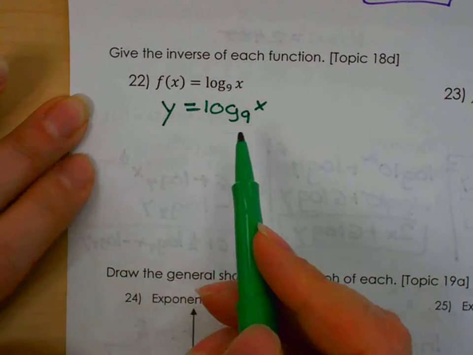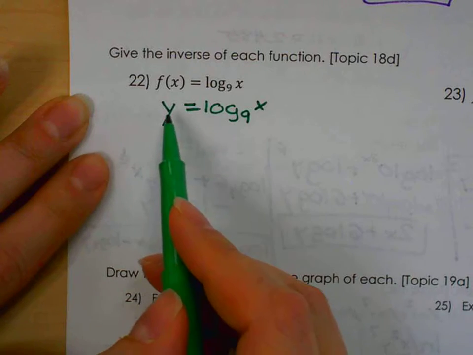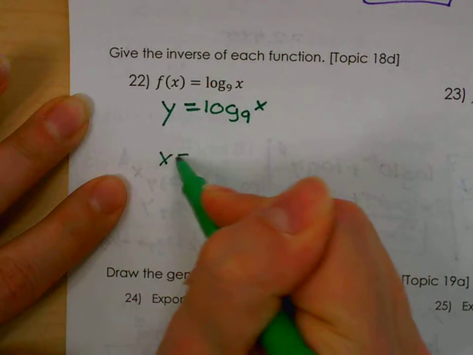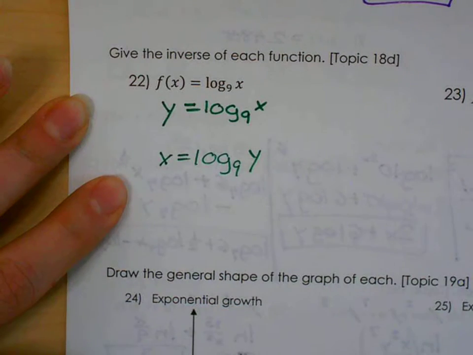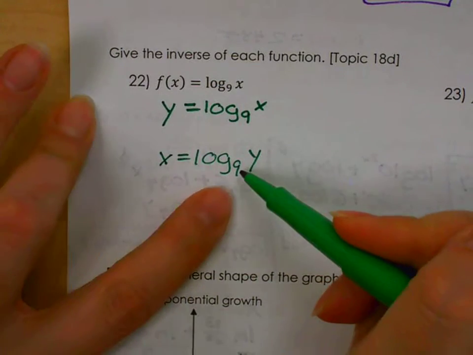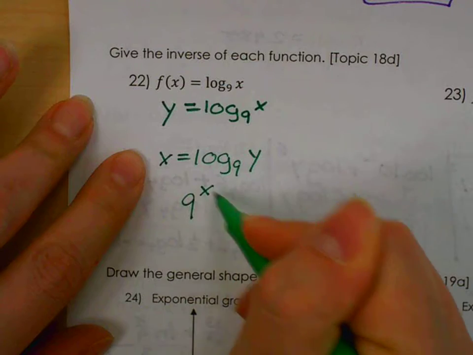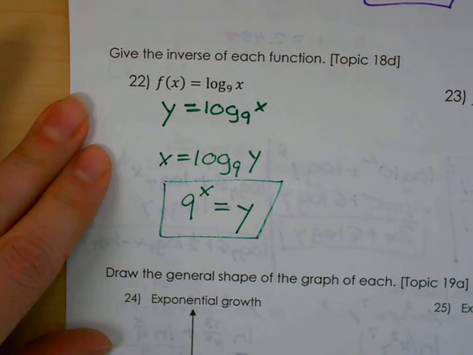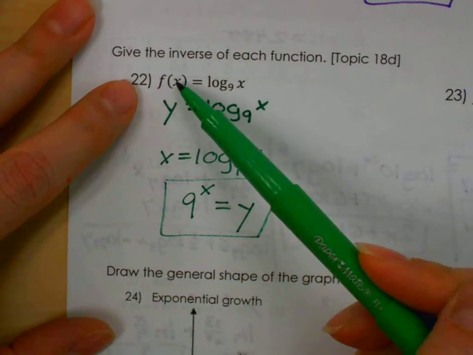So now I'm going to swap my x's and my y's now that I can see the y. So this y here becomes an x, and this x over here becomes a y. So now I'm going to put it in exponential form. So my base is 9. I raise that to the x, and that equals y. That's my inverse.